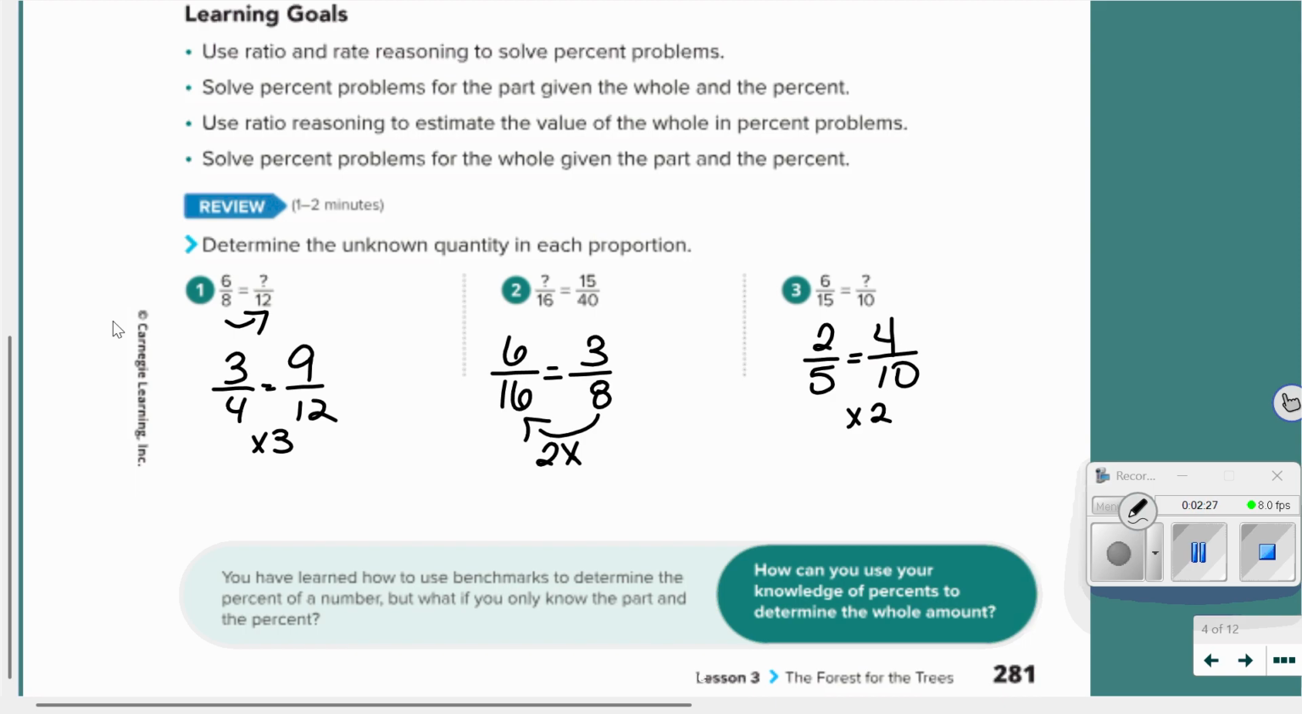That's it. We have done equivalent ratios. We've done equivalent fractions, and we're going to do the same thing with percents. So you should be used to this by now. It should not be foreign knowledge.